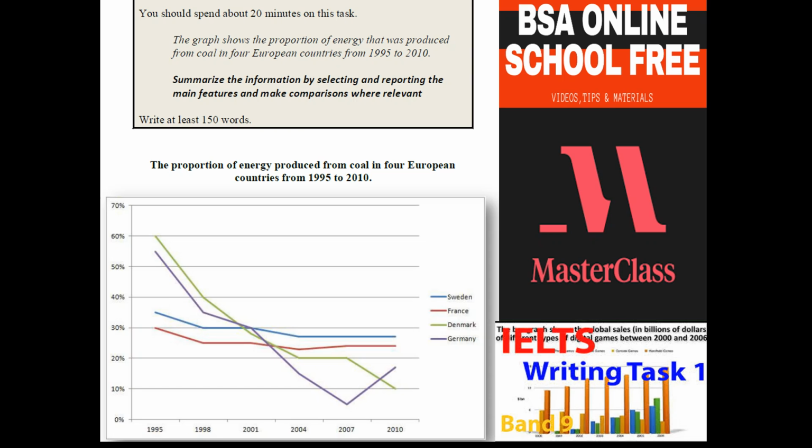So first and foremost, we need to know what is the graph showing. What measurements are used? Is there a time frame? What are the main trends? How could you group the information? You need to look for any similarities between the patterns in the countries. And based on this, how many body paragraphs would you have? So here it is, what's the graph showing?